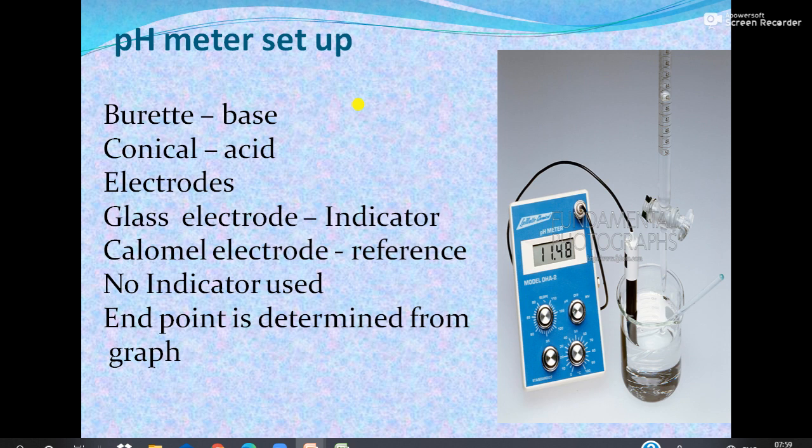So this is the setup of the pH meter. The burette is filled with the base. We are taking NaOH as a base. Then in the conical flask or beaker, we are taking acid, and the electrode is a combined glass calomel electrode. The glass electrode is acting as an indicator electrode and the calomel electrode is acting as a reference electrode. In this titration, no indicator is required and the end point can be determined by using a graph.